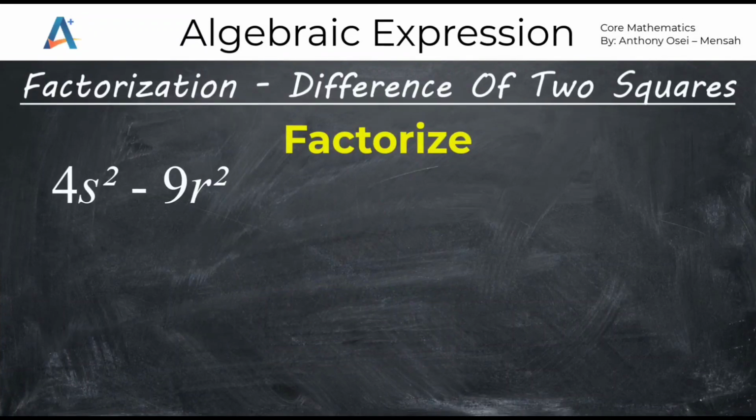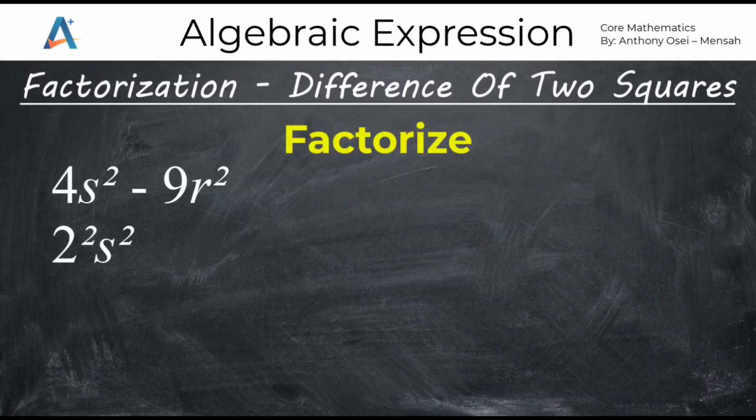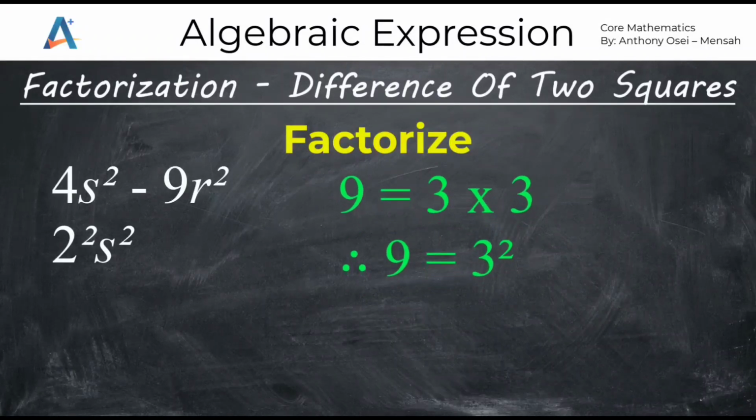We are making it more difficult along the line. This time around, I can see 4 as a perfect square multiplied by s squared. So let's change 4 into 2 squared, since 4 is a perfect square. So it becomes 2 squared s squared. So 4 has been converted into 2 squared. Minus 9 can also be converted into 3 squared. So 3 squared r squared.